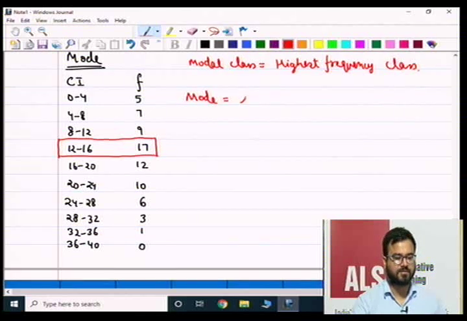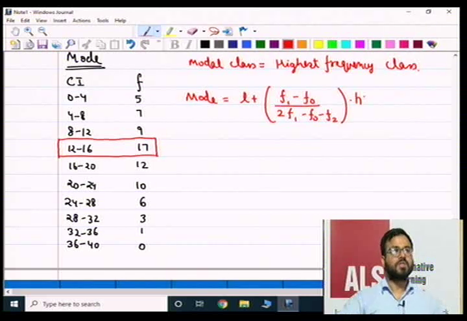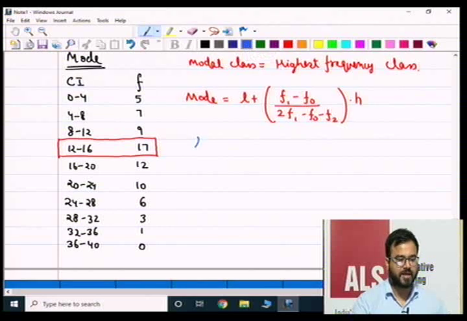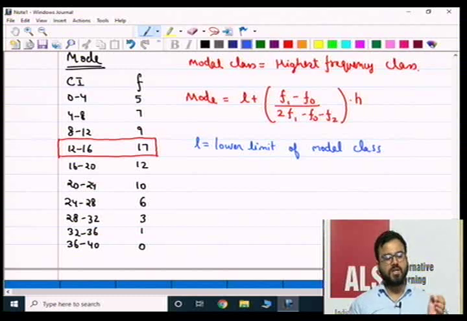The formula for mode is L plus (F1 minus F0) over (2F1 minus F0 minus F2), into H. So let us see what these terms indicate. Here L indicates the lower limit of the modal class. Whatever modal class we have selected, the lower limit of that one is L.